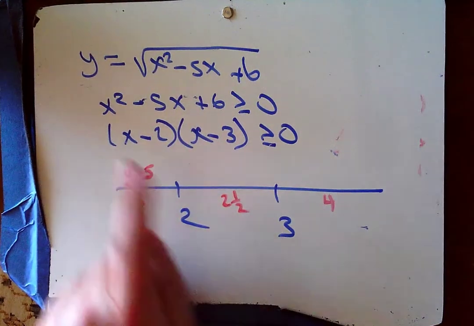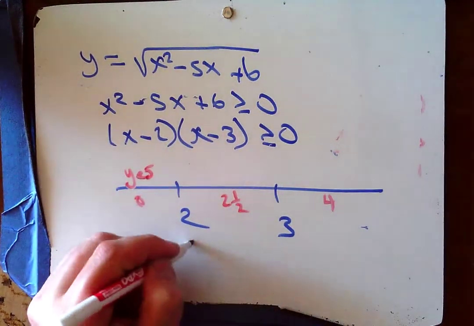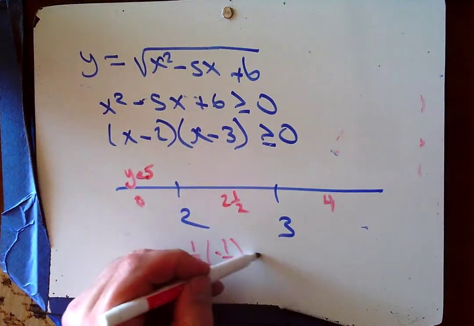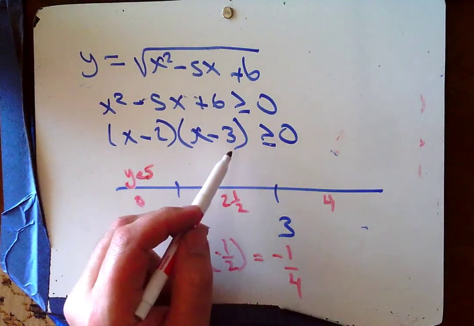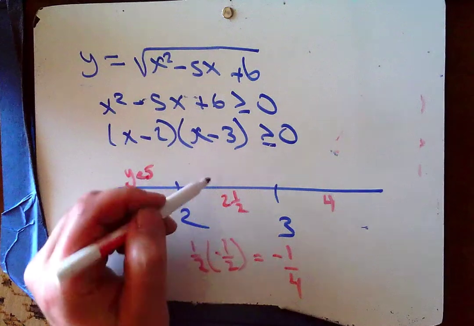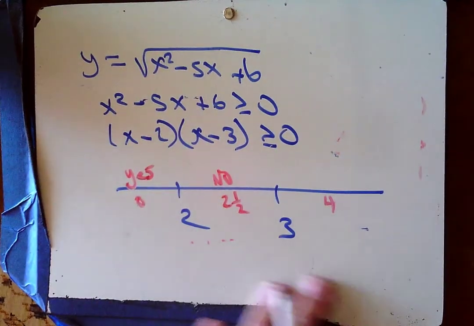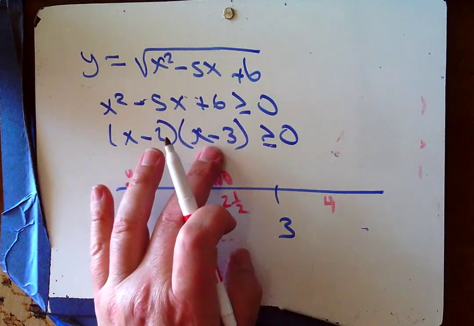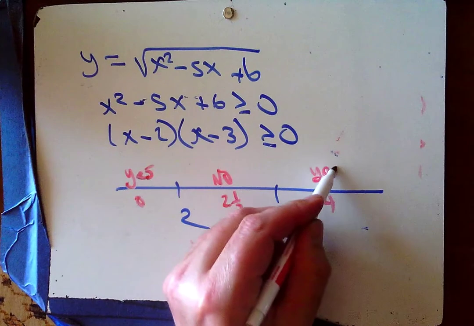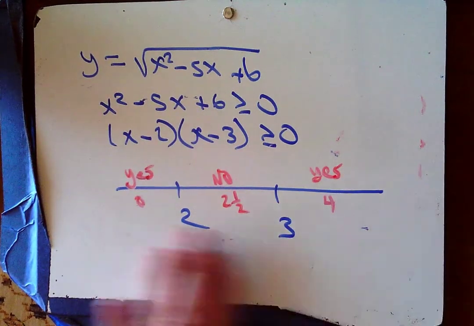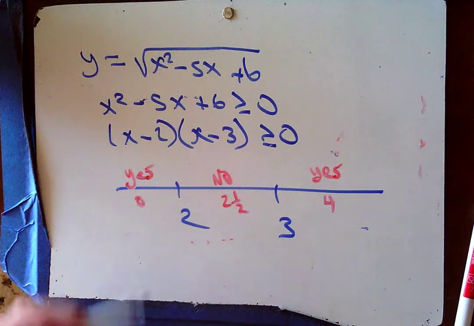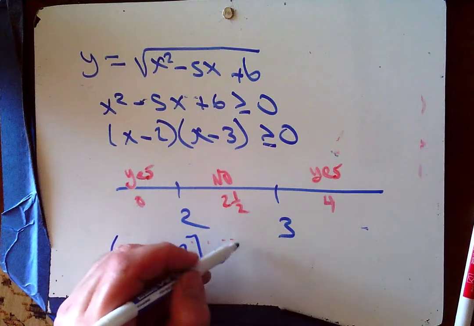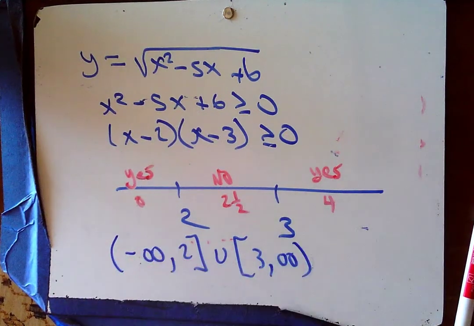If I plug in 2.5, 2.5 minus 2 is 1/2, and 2.5 minus 3 is -1/2, and so that's -1/4. Is -1/4 greater than or equal to 0? No, it is not. And then finally I plug in a 4. 4 minus 2 is 2, 4 minus 3 is 1, 2 times 1 is 2, and that is greater than 0. So these are my intervals, and so I end up with -infinity to 2, union 3 to infinity.